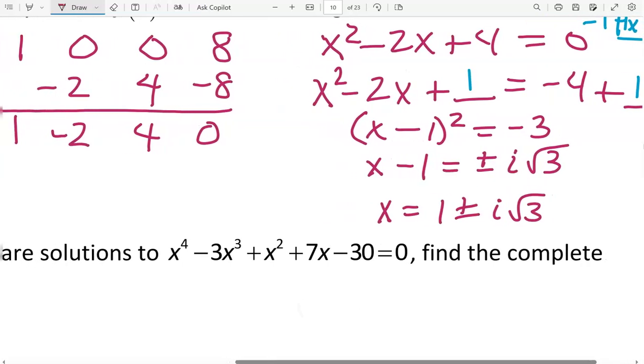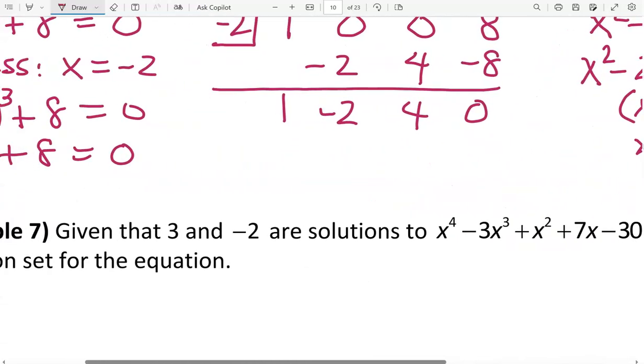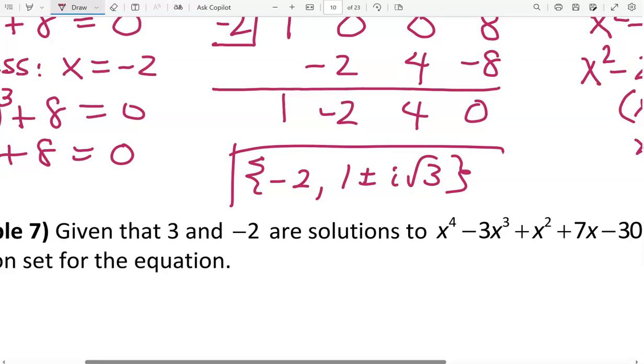So there are 3 solutions, and those are the remaining 2 solutions. One of those solutions we already guessed, and the remaining 2 non-real solutions can be found using synthetic division and using the solution to a quadratic equation.